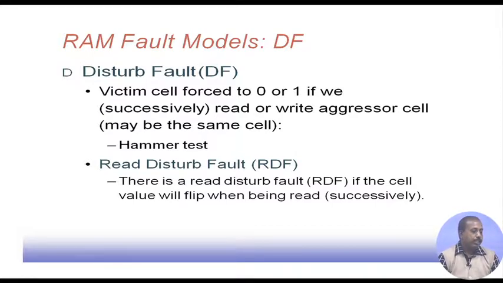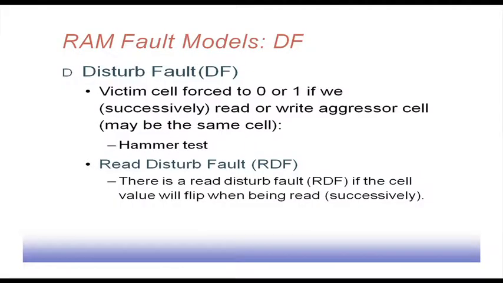And then there is the read disturb fault. There is a read disturb fault if the cell value flips when being read successively. So, we are just trying to read the content of the cell. When we read a cell, its content should not be disturbed or modified. This read disturb fault says that if I am reading it continually, then the content of the cell gets flipped. That is the read disturb fault.